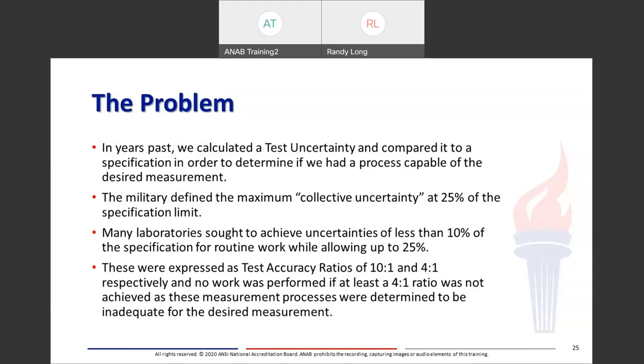And I think this was largely due to gauge maker tolerance in the dimensional world, where they try to select a tool that's at least 10 times better than what they're measuring. So these were expressed as test accuracy ratios of 10-to-1 and 4-to-1 respectively. And then no work was performed if at least a 4-to-1 was not achieved, as at that point they determined the process wasn't adequate for the desired measurement.